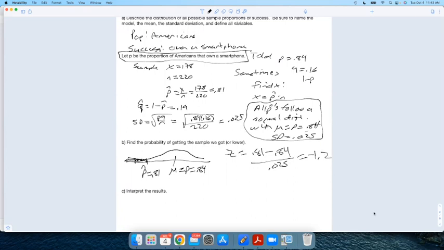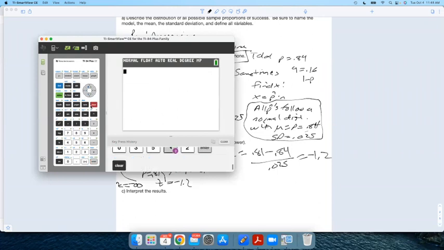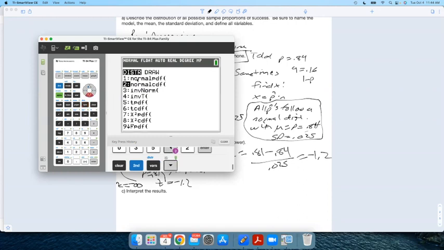Then we do normal CDF. So let me write on here. Down here, z equals negative infinity is way over here. That guy's z-score right there was negative 1.2. That was right here. I can't type negative infinity on the calculator. I just type a big negative number. So I go second, distribution, number 2. Remember, you never use number 1, ever.